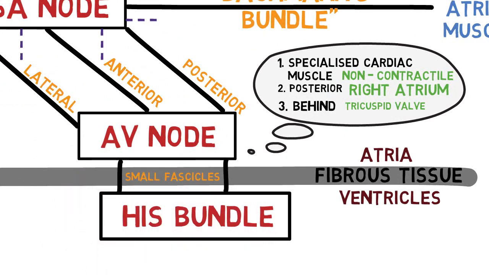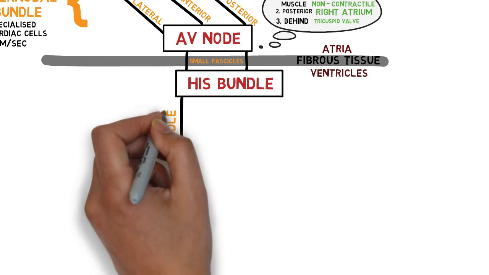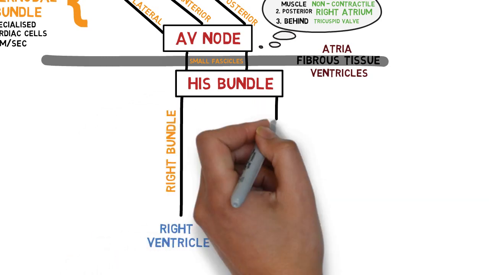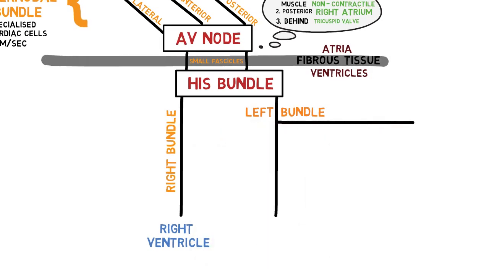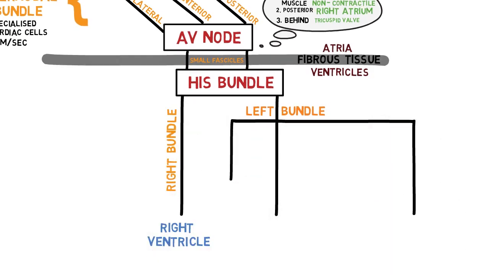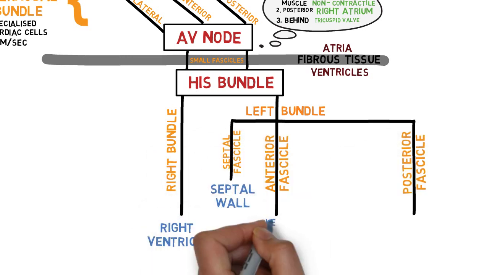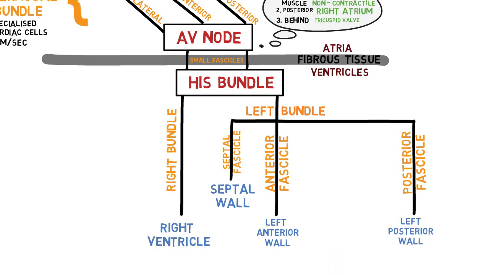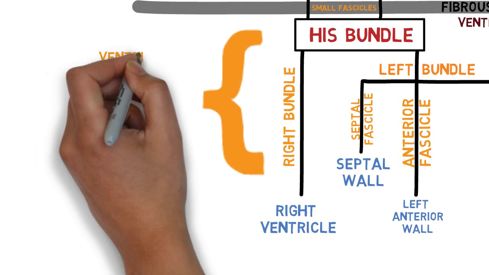From here, the His bundle, also known as the distal portion of the AV bundle, gives out two main branches. They are the right bundle to the right ventricle and the left bundle to the left ventricle. Since the left ventricle is thrice the size of the right ventricle, it is only fitting that it also has three branches. They are the septal, anterior, and posterior fascicle to the ventricular walls. Cumulatively, the His bundle and its branches are also called the ventricular Purkinje system.